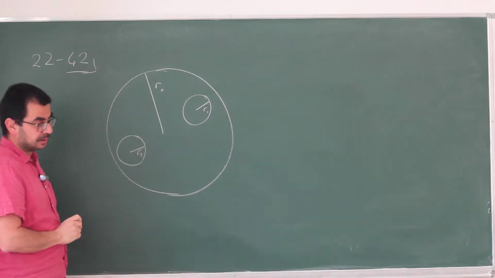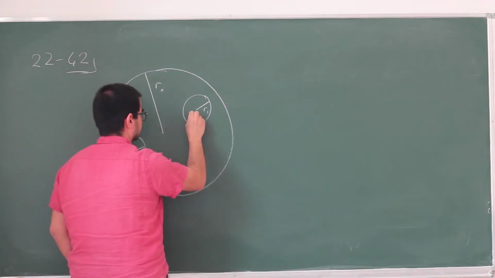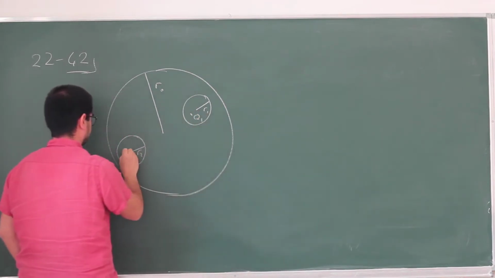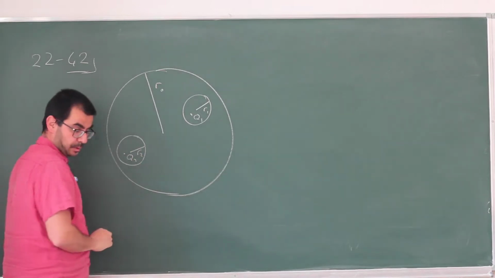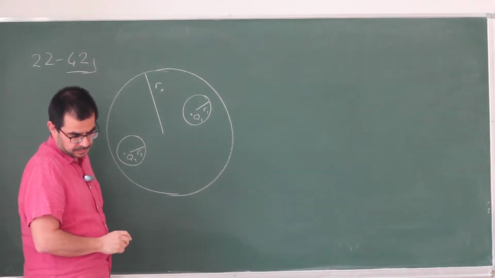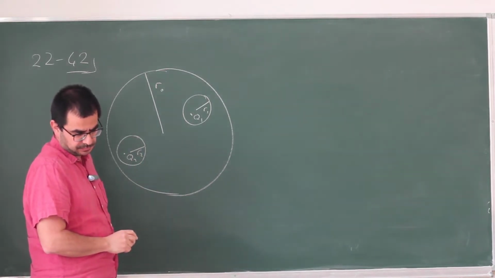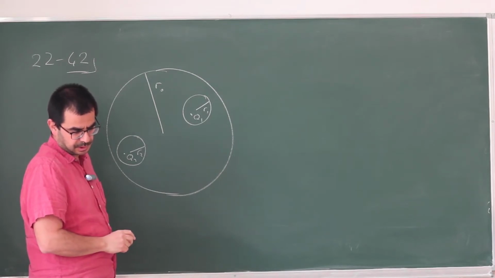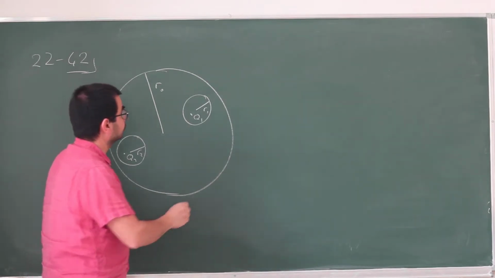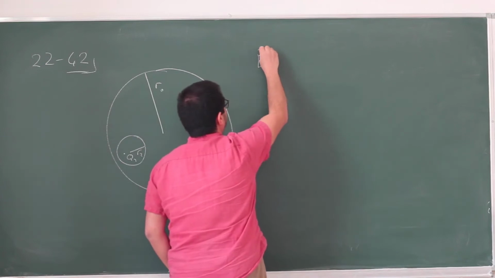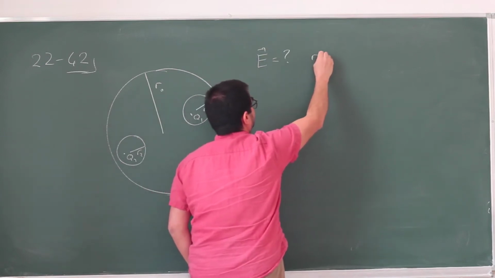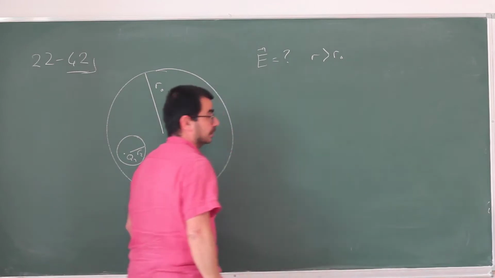On top of that, they actually introduce some charges inside these cavities, Q1 and Q2. And then they're asking us to determine the resultant electric field, magnitude and direction, at locations outside the solid sphere. So what's the electric field, magnitude and direction, for R larger than R0?